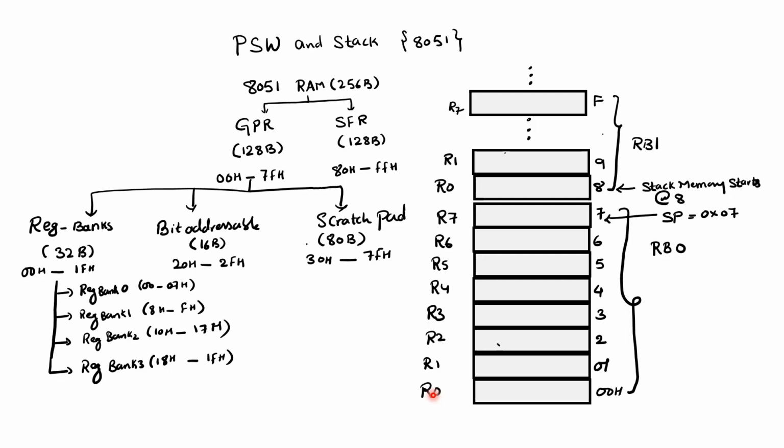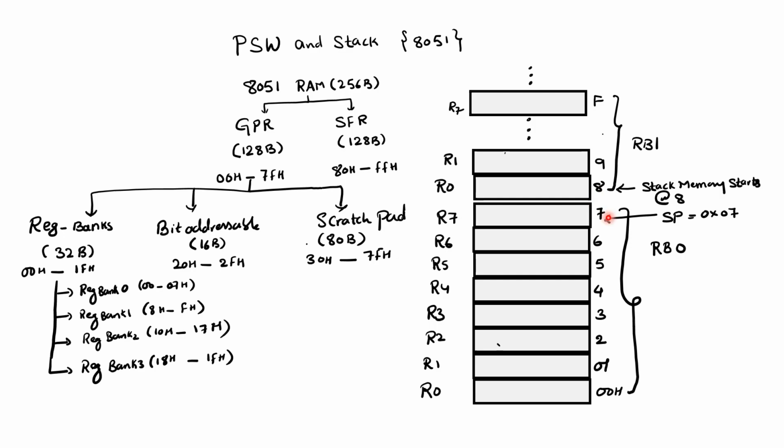Now the stack memory starts at the 8th memory location, that is, the starting address of register bank 1. Either you can select it as a register bank, or you can use it as the stack memory. The stack memory starts at 8 and the stack pointer points at 7. Why is it 7?